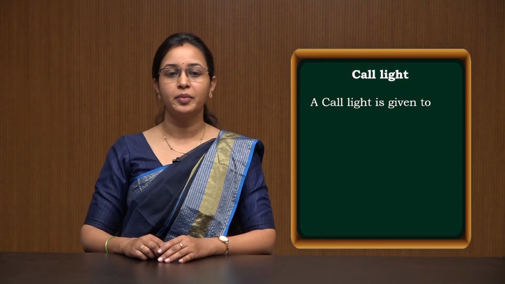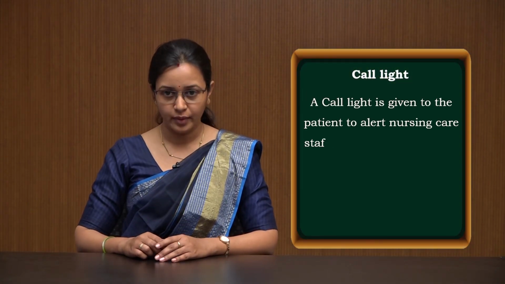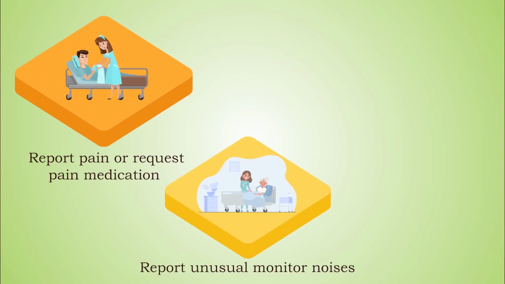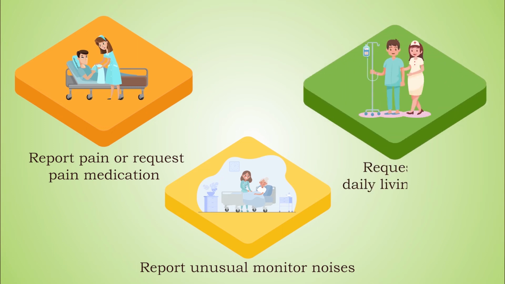Now, we will find out about a call light and how to reduce call light frequency. A call light is given to the patient to alert nursing care staff member for help. It enables the bedridden patient to communicate with staff to report pain or request pain medication, to report unusual monitor noises, to request daily living needs such as bathroom assistance or an extra blanket when required.